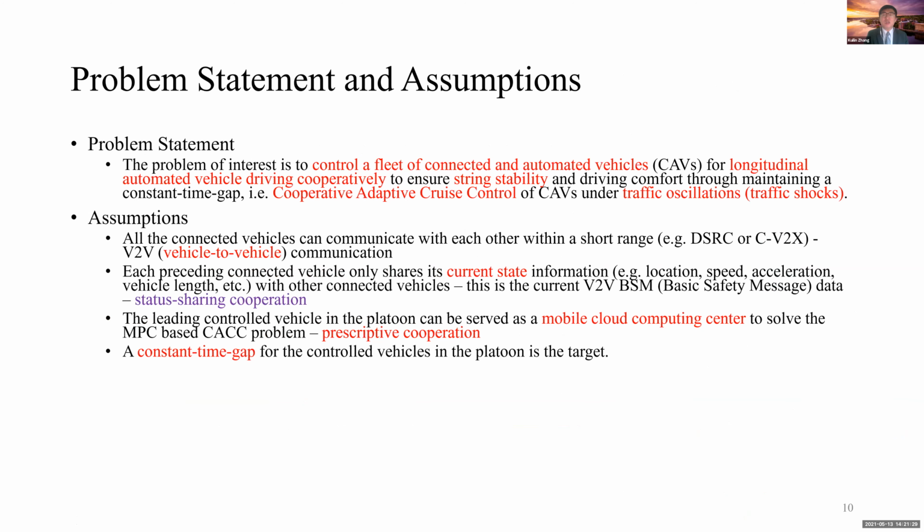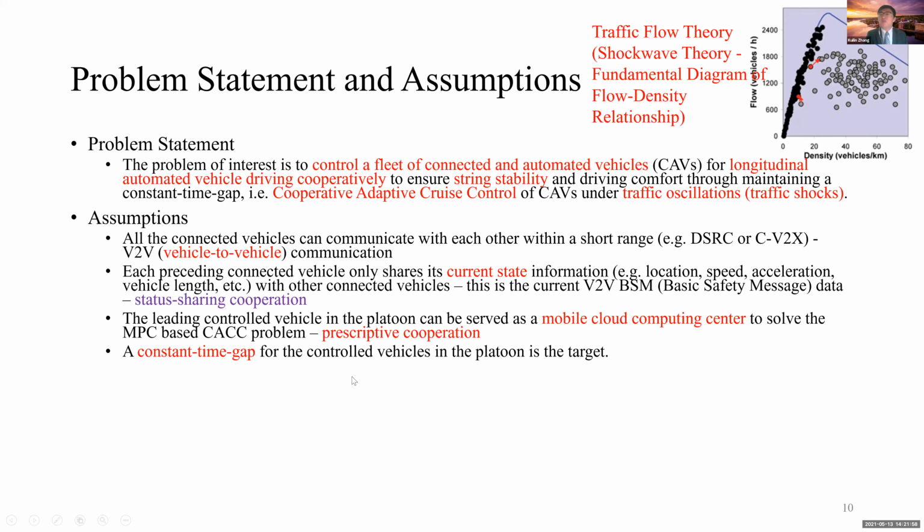Our objective is to provide a safer, smoother, and more robust CACC controller, particularly when dealing with uncertainty in traffic conditions. Going back to the problem statement and assumptions: we want to control a fleet of CAVs for only the longitudinal automated driving, making decisions cooperatively. We try to ensure string stability and maintain a constant time gap. We call it CACC. And we look at the traffic oscillation scenario. This is a very classical fundamental diagram of traffic flow. We look at a case in the congestion region, where traffic shocks go back and forth, and you have a lot of vehicles in front. That is more traffic uncertainty, and we try to reduce it.